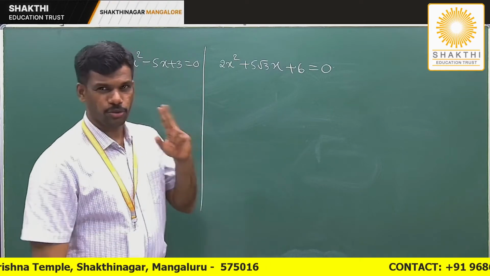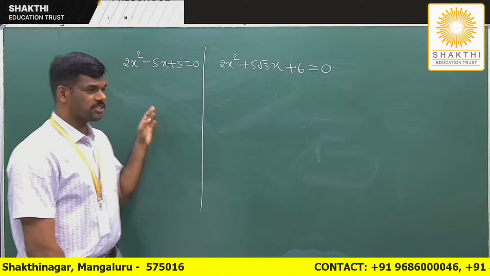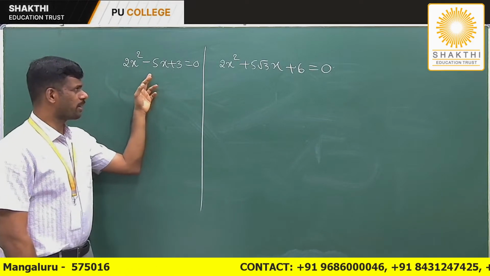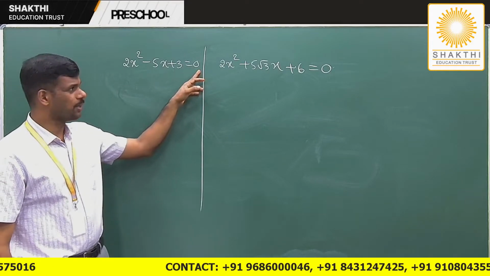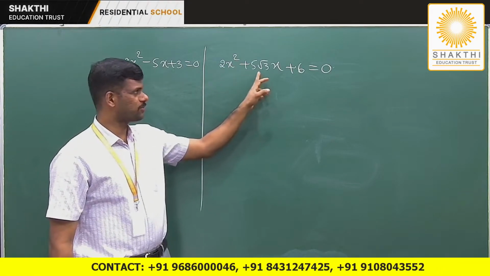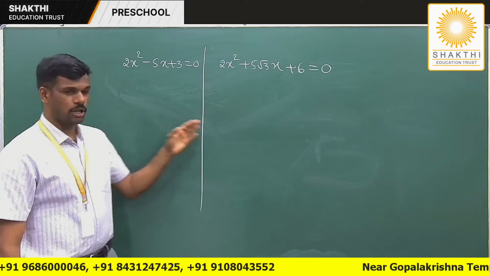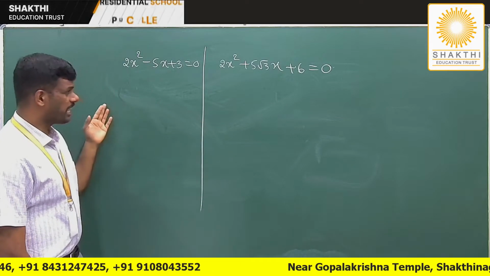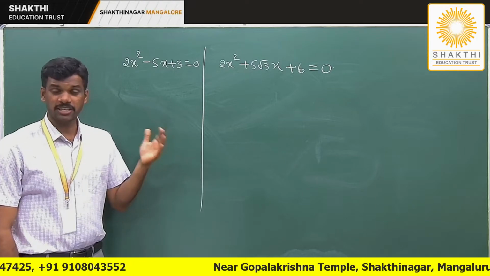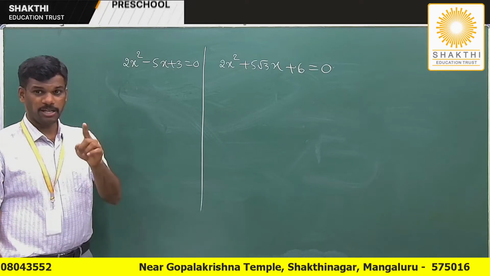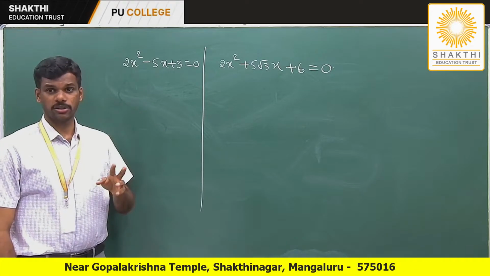Now, I have written two problems on the board. You can see the first problem is 2x square minus 5x plus 3 is equal to 0. Second one is 2x square plus 5 root 3x plus 6 equal to 0. I'm going to elaborate a little on this. If the nature of the roots is asked, or the discriminant is to be found, I repeat, you can expect one question on this.